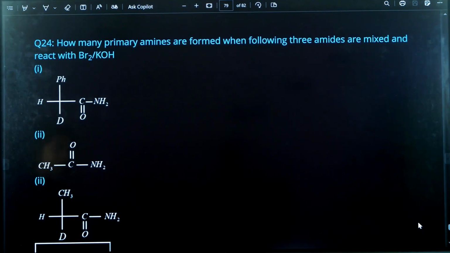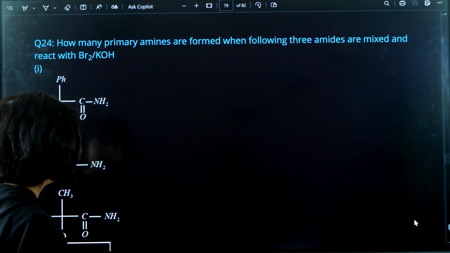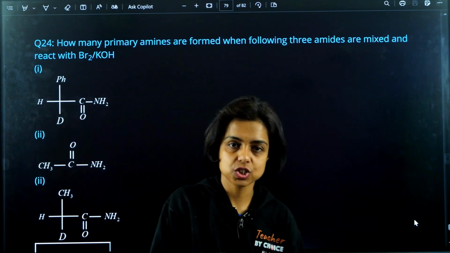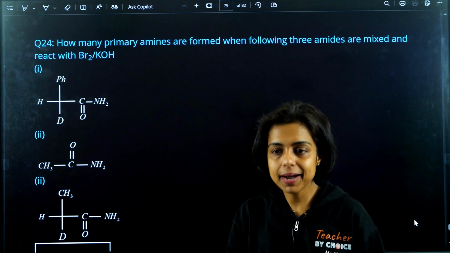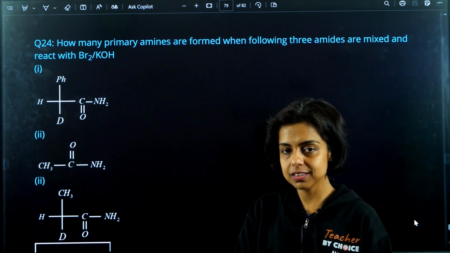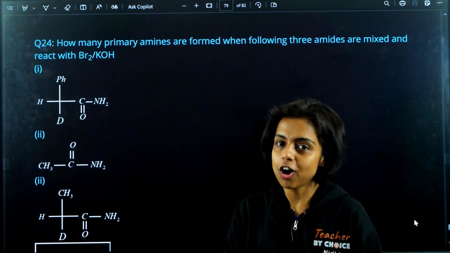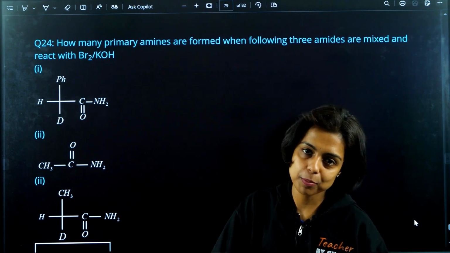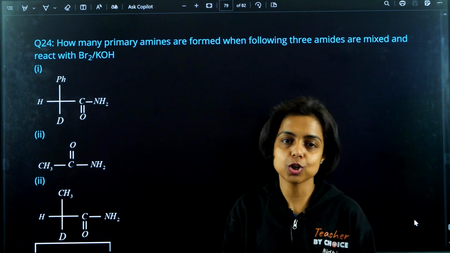How many primary amines are formed when the following 3 amides are reacted and mixed with bromine KOH? So Hoffmann bromamide reaction, the degradation reaction, they are talking about. We have different amides, and how many amines will we get after mixing the 3 in the Hoffmann bromamide reaction? In the Hoffmann bromamide reaction, no crossover products are formed, right? So each will give the corresponding amine. No cross products are being formed.